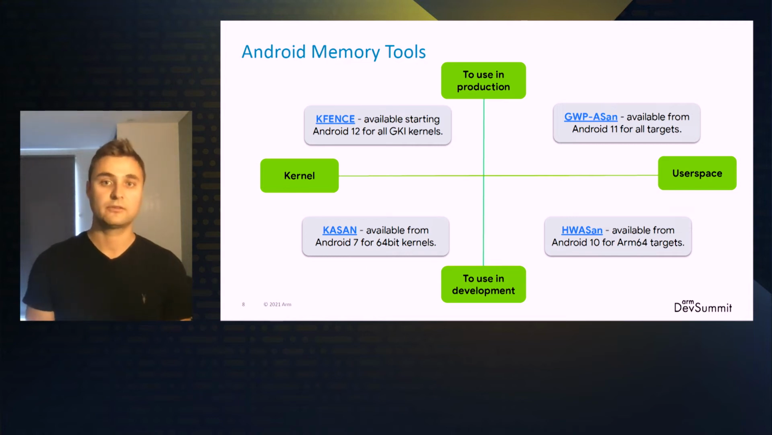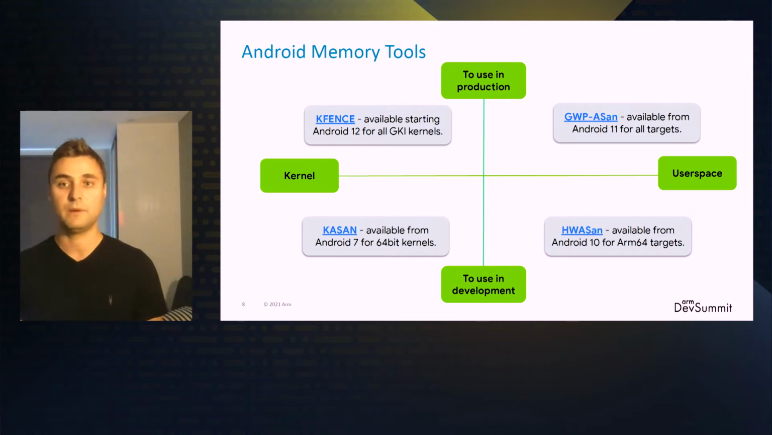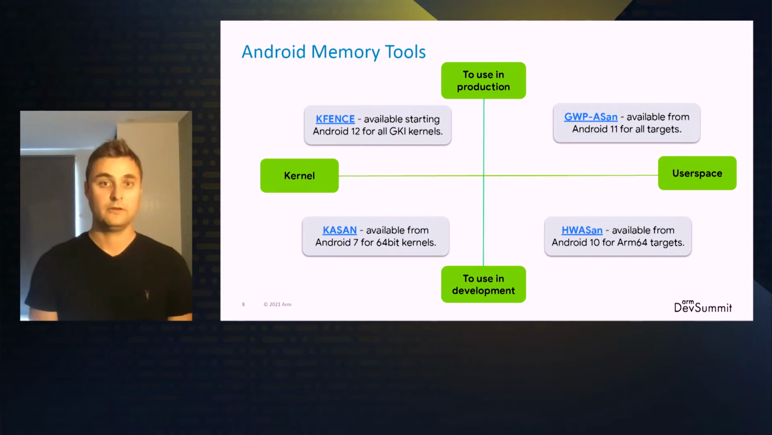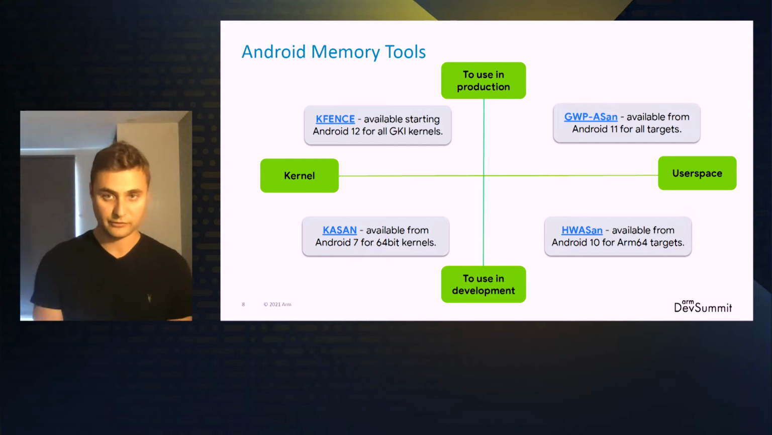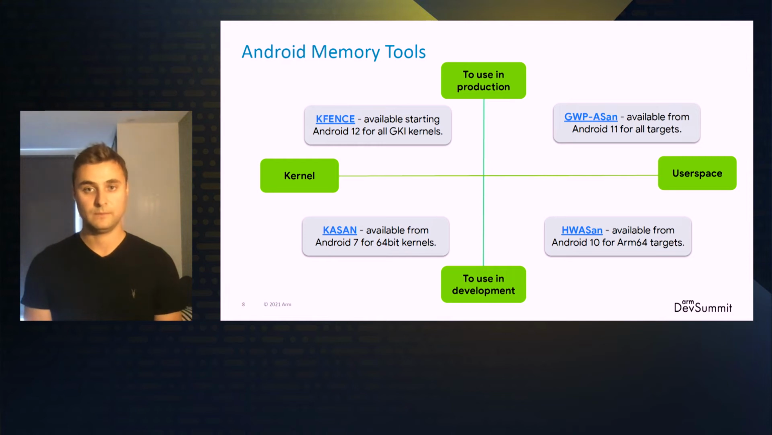In more recent years, we have been working on a set of tools that can be used in production. These tools probabilistically detect memory safety bugs. So they are only applicable to one in many allocations, by adding guard pages and basically detecting use after free, buffer overflows, or buffer underflows. These tools are KFence and GWP-ASAN.